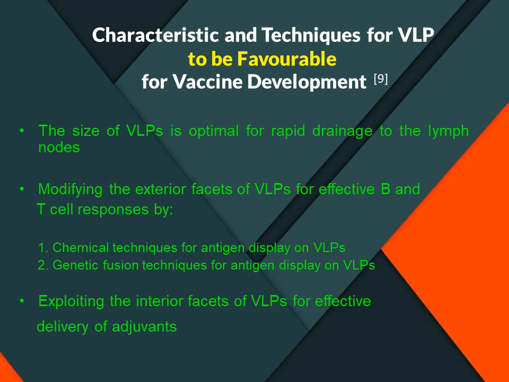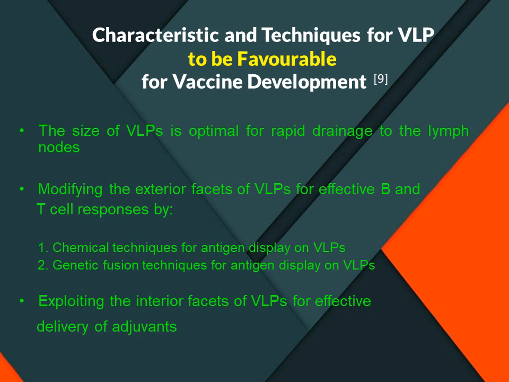Characteristics and techniques for VLP to be favorable for vaccine development. First, the small size of VLPs makes them optimal for rapid drainage to the lymph nodes, which also means a faster immune response can be triggered. Second, modifying the exterior facets of VLPs for effective B and T cell responses.